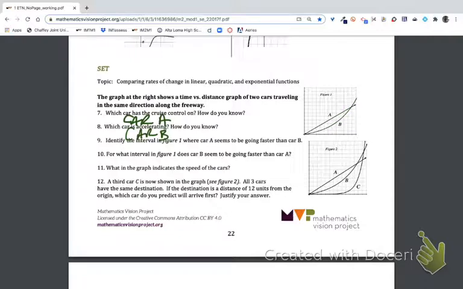The interval in figure 1 where car A seems to be going faster than car B. Okay. Car A, so if we look at an interval, car A is going faster from this point in time to this point in time. So what we can do is we can say that it is going faster, and if we use that interval notation, between 0 seconds or minutes, or it doesn't say the units that we're using, but between 0 and 1, 2, 3, 4, 5, 6, 7, 8, 9, 10, 11, almost 12. So I'm going to call it 12.8.